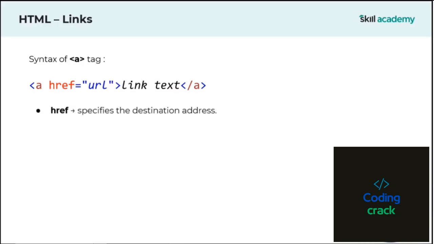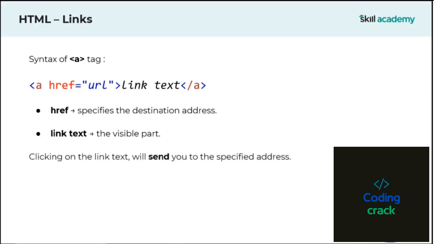So href is the most important attribute of your anchor tag. It specifies the destination address, meaning where you are going to redirect your user. Link text is the visible part. So guys, the href link is not visible to the user. We are going to display only the link text to the user. So always remember, href specifies the destination address and link text is the visible part. Now clicking on the link text will send you to the specified address.